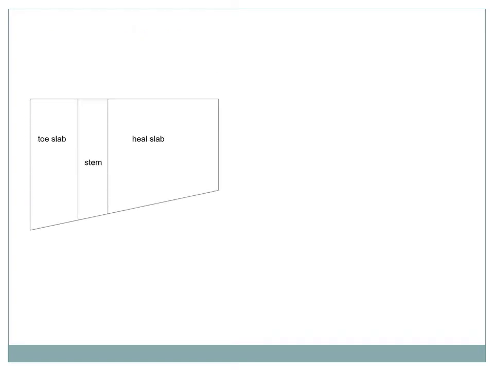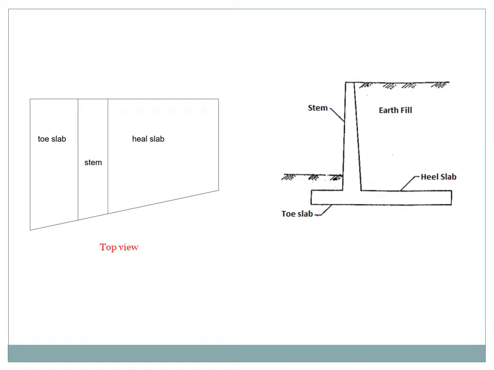So this is our top view of our retaining wall. The left side portion is the toe slab, the center is the stem portion, and the right side is the heel slab. This is our retaining wall. You can imagine it from the top view.